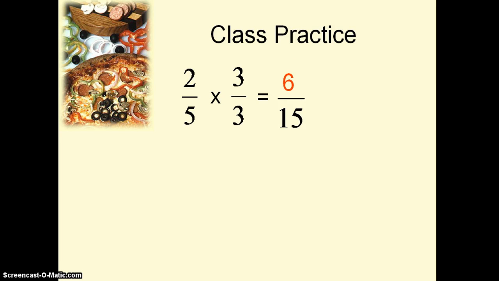So what do you do to 5 to get to 15? 5 times 3 is 15. What you do to the bottom, you do to the top. So 2 times 3 equals 6. So you should have written down on your paper 2/5 equals 6/15.